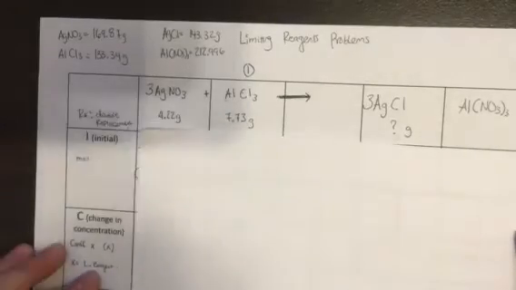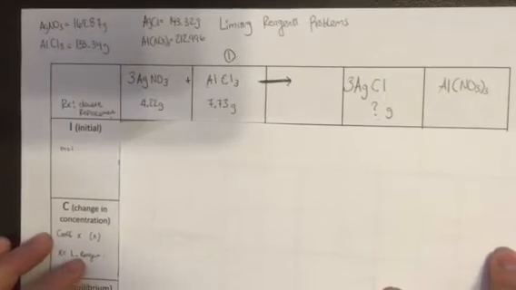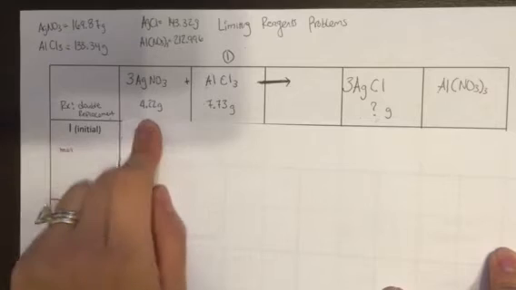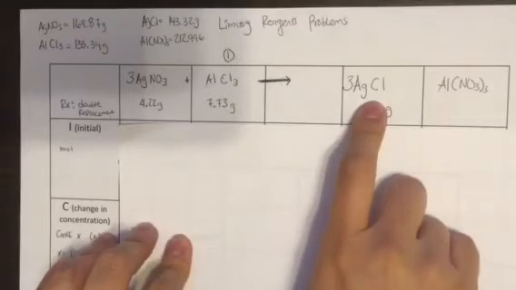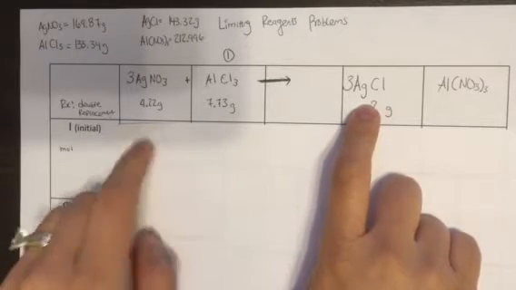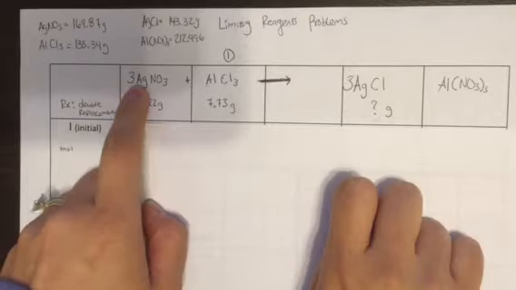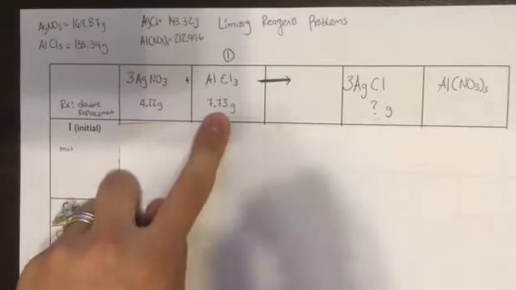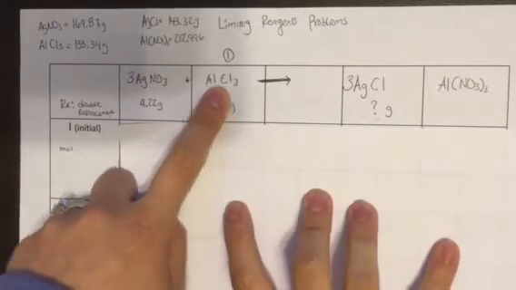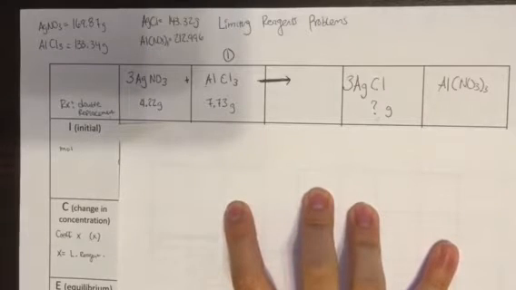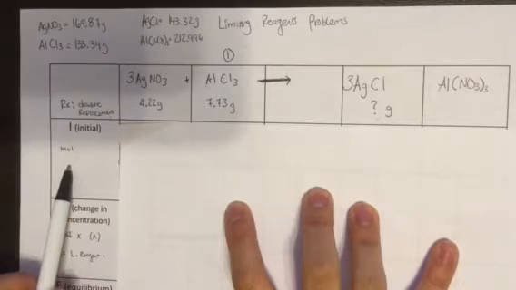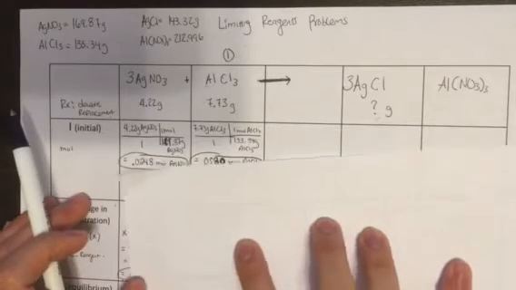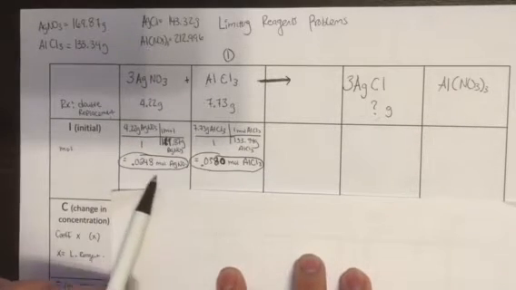Okay, so let's solve the same problem using the ICE method, okay? First I set up the problem just like I did before. The question was, what mass of silver chloride can you produce if I have 4.22 grams of silver nitrate and 7.73 grams of aluminum chloride? Now remember, in my video before, when I first showed you the ICE method, I stands for initial, so convert everything in terms of moles. When I do, I get this.